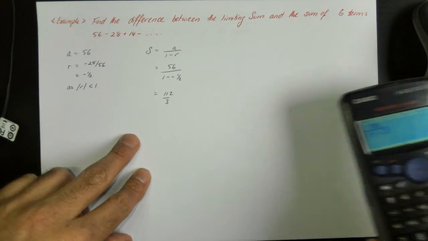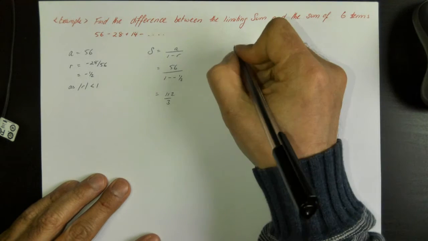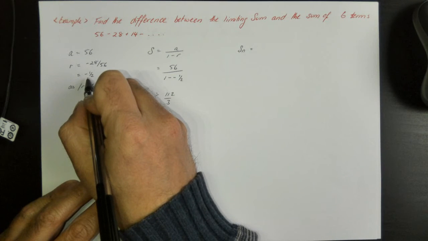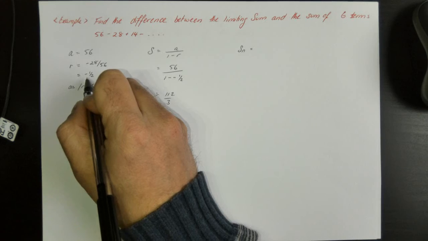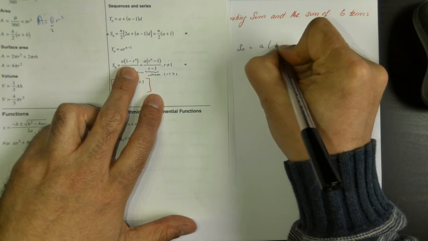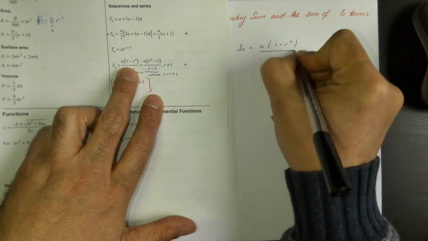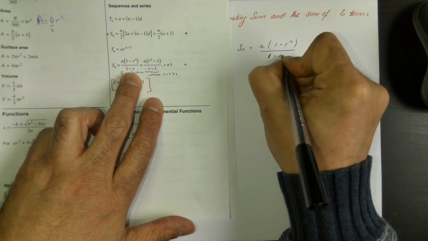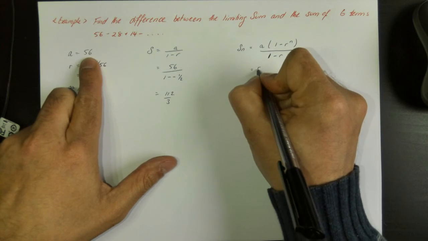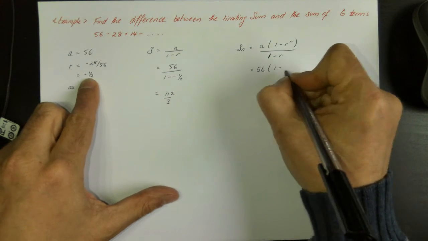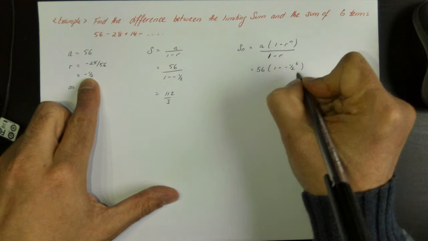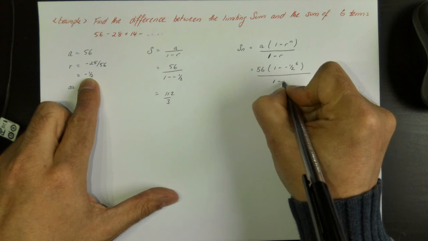Okay. Now the sum of the 6 terms. So Sn, I'm going to use this formula, A times 1 minus R to the n, over 1 minus R. So A is 56, R is negative a half, n is 6, 1 minus negative a half.